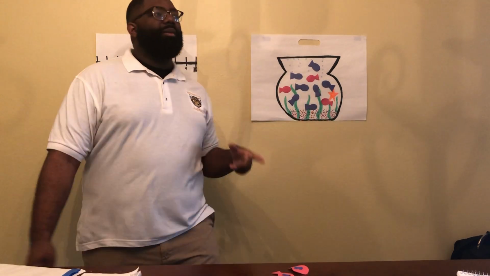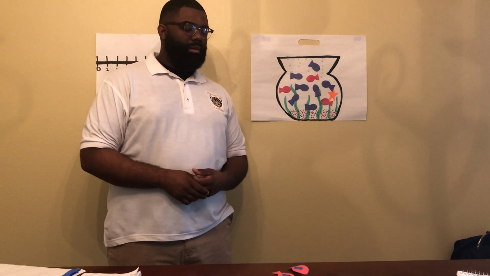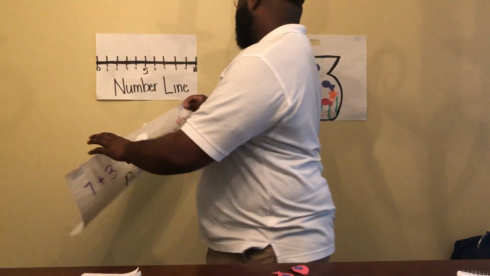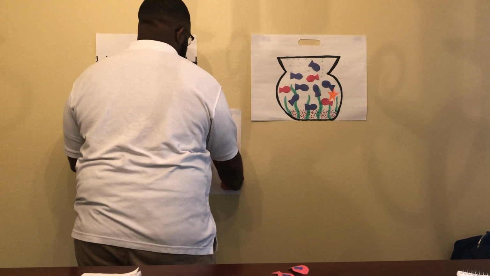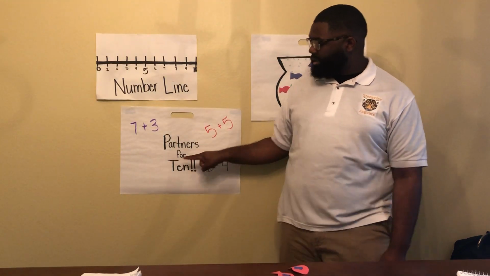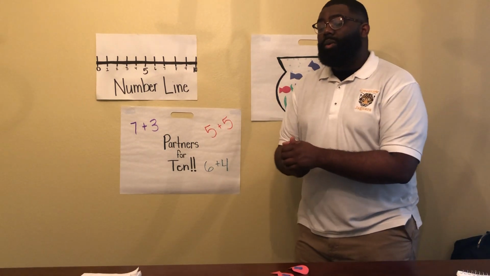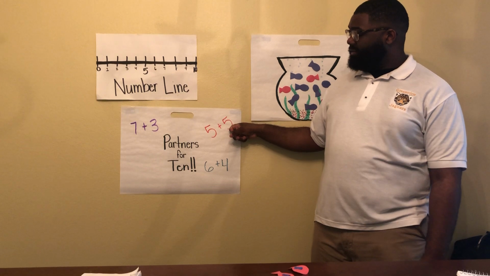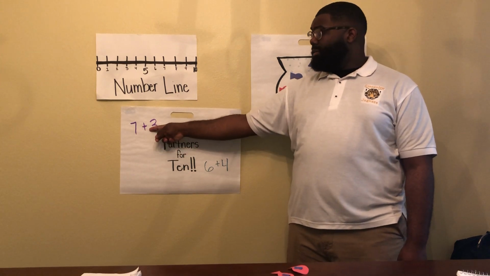Now, I think we've seen those numbers before, right? 7, 3 to get to 10, right? What do we call those? Partners for 10, exactly. So, what I have here is I've made a chart. Let's read it together. It says, partners for 10. So, we've already figured out 2 partners for 10, right? We said that 5 and 5, we put those together and that got us 10, right? And we just said 7 and 3 more makes 10, right?